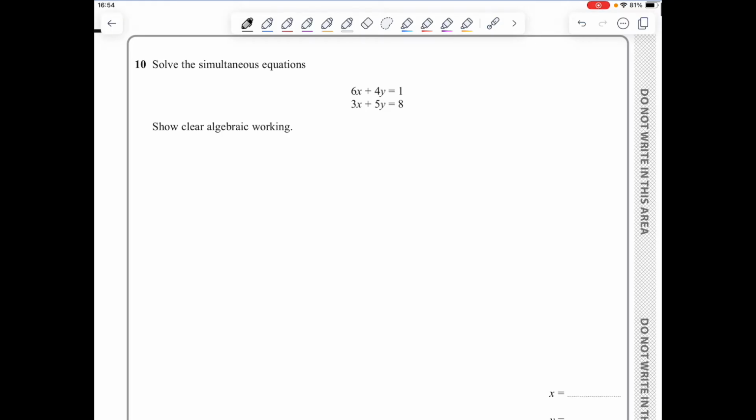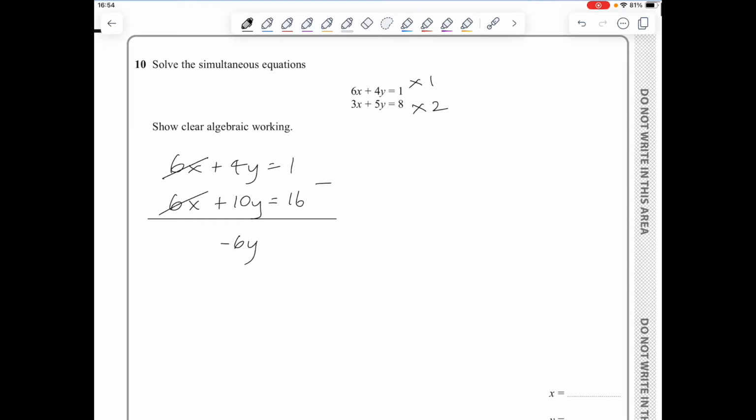For question 10, I'll multiply the second equation by 2. I'll keep the first one the same. So I will have 6x plus 4y is equal to 1, and 6x plus 10y is equal to 16. And now I will subtract the two equations, so the 6x will cancel out. 4y minus 10y is equal to minus 6y, 1 minus 16 is minus 15. So y is equal to positive 5 over 2.